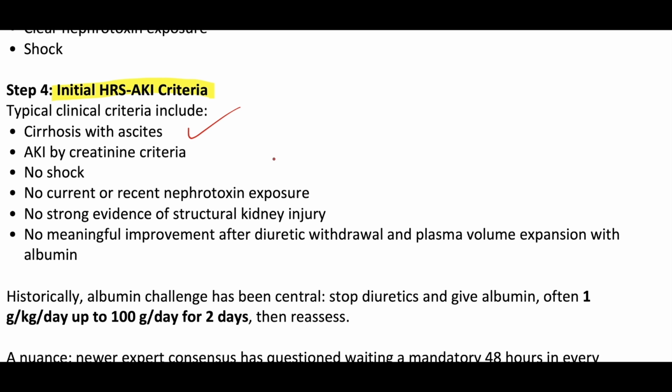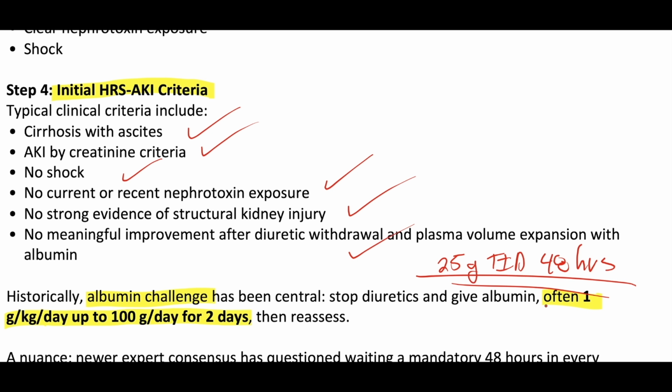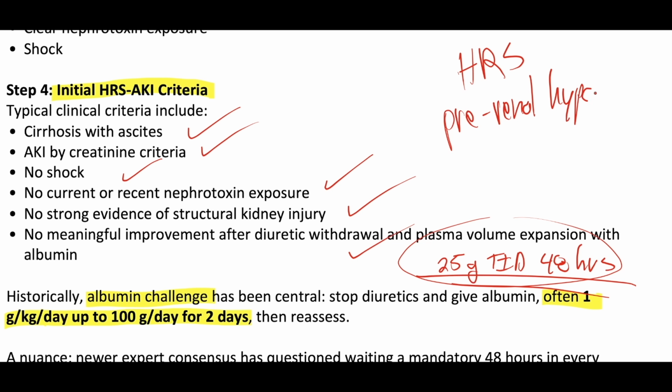Historically, the recommendation has been to albumin challenge cirrhotics with AKI before you call it HRS, right? So stop diuretics, give albumin, often 1 gram per kilogram per day, up to 100 grams per day for 2 days. This sometimes equates to something like 25 grams TID for 48 hours, depending on the weight of the patient. And many of these patients that were like, they must have HRS, they actually get better with this intravascular volume buffing, and they were actually just pre-renal hypovolemic, which is not uncommon.